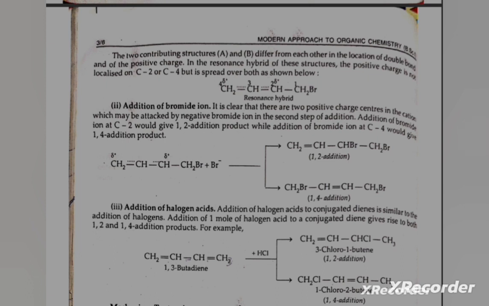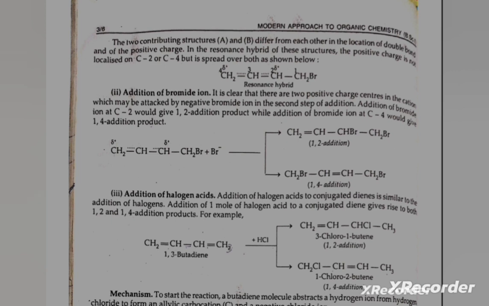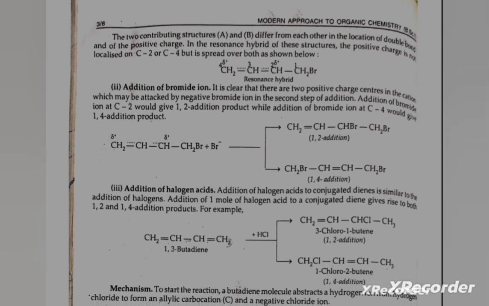Addition of halogen acid to conjugated dienes is similar to addition of halogen. Addition of 1 mole of halogen acid to a conjugated diene gives rise to both 1,2 and 1,4 addition products. For example, 1,3-butadiene gives 3-chloro-1-butene as the major product and 1-chloro-2-butene as the side product. Mechanism.